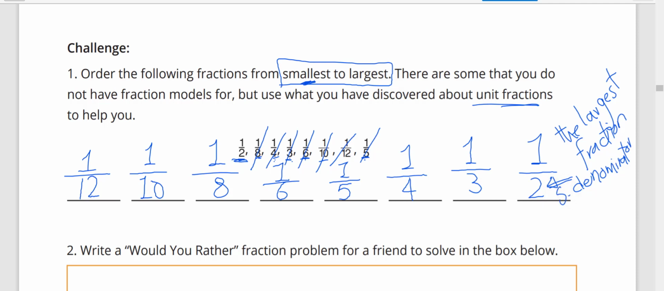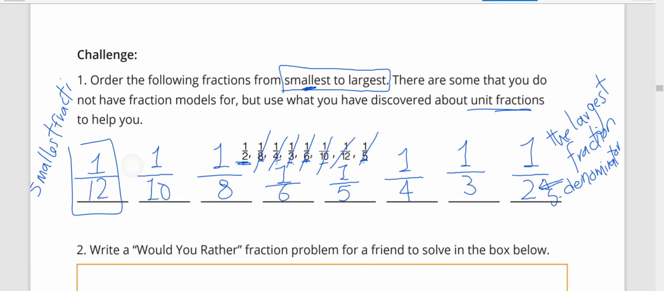Okay, and which is the smallest fraction? The smallest fraction is one twelfth. Why? Because it has the greatest denominator.